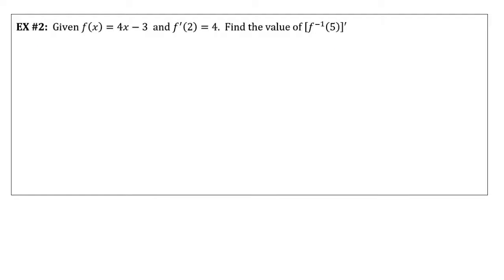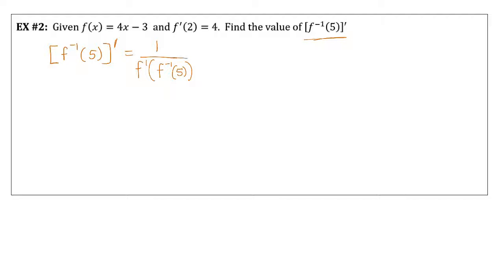And for our next problem, we're given f of x. We're told that f prime at 2 is 4, but we want to find the derivative of f inverse of 5. So let's set up our formula. I'll go ahead and rewrite it. We have f inverse of 5, and we need the derivative of that. And so the formula to remember is 1 over f prime of f inverse of 5. That's what we're looking for.